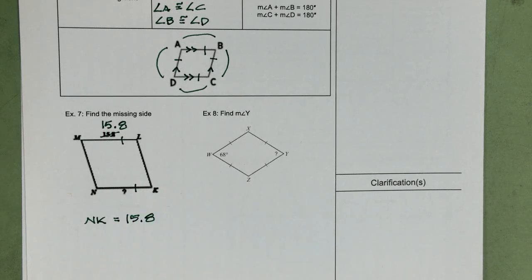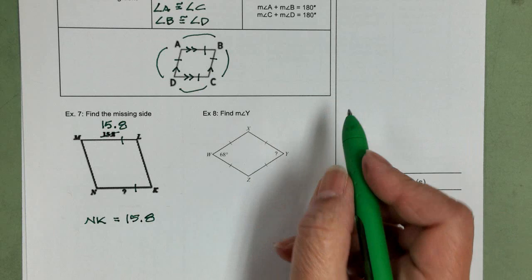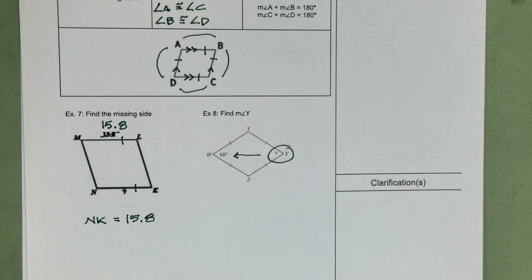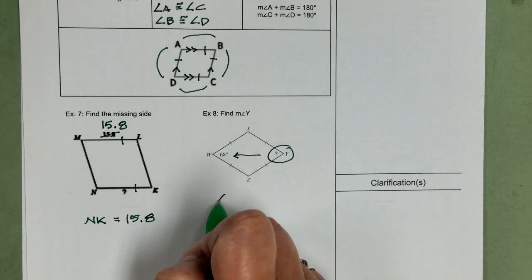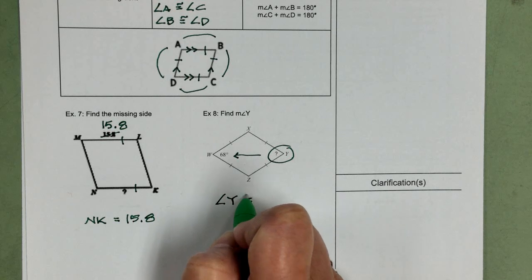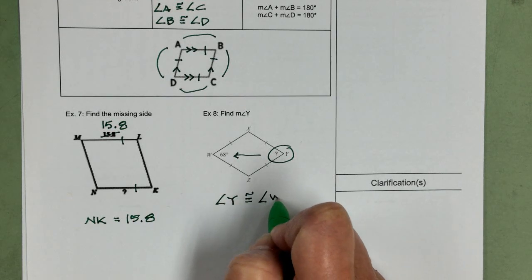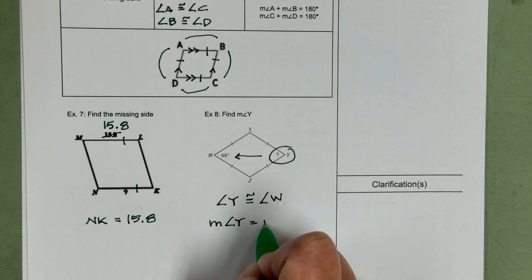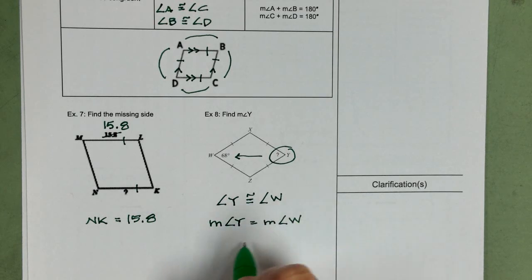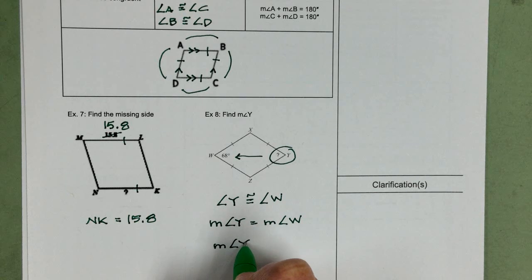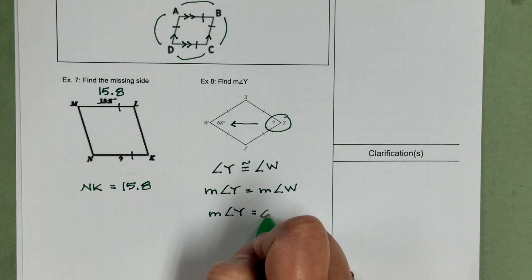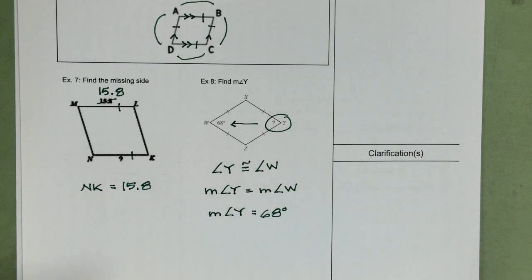Example 8, we want to find angle Y. It is opposite angle W. Because they are opposite, we know that angle Y is congruent to angle W, which means the measure of angle Y equals the measure of angle W. So the measure of angle Y is going to be 68 degrees.